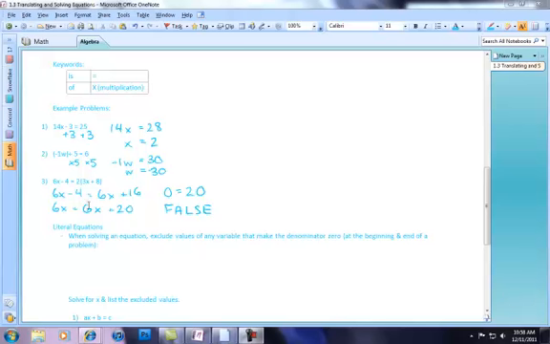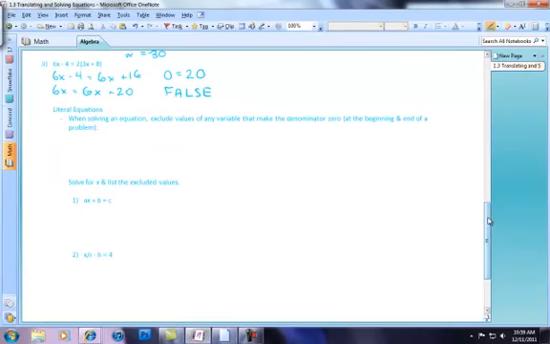6x minus 4 equals 2 times 3x plus 8. So first we're going to distribute 2 to 3x and 8. So 2 times 3x equals 6x, and 2 times 8 equals 16. Add 4 to each side to try and get this variable alone. 6x equals 6x plus 20. These two variables will cancel each other out, equaling 0. So 0 equals 20, and that's false, so that's a false equation.